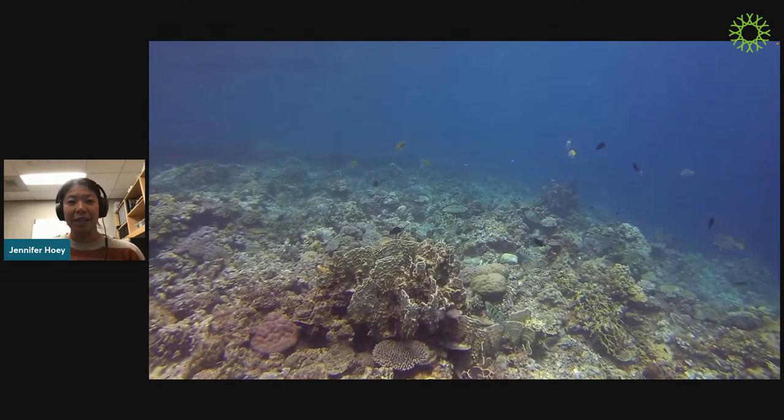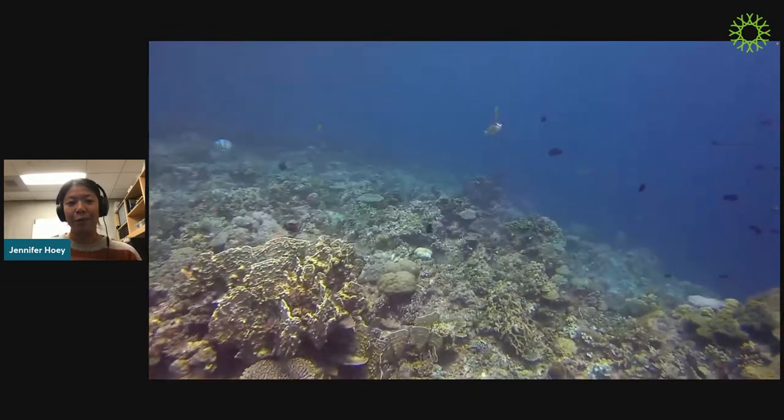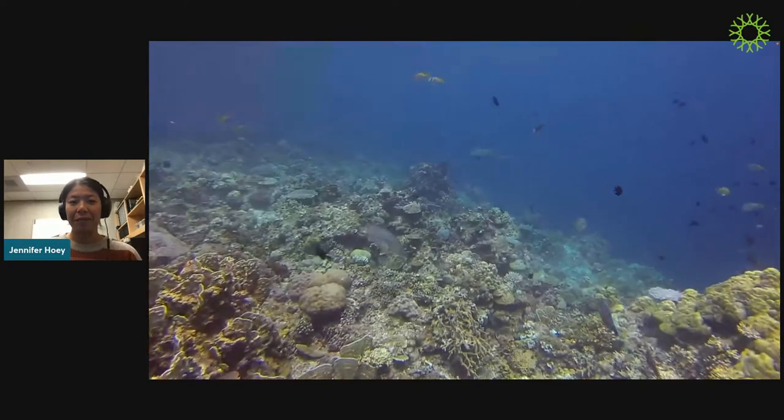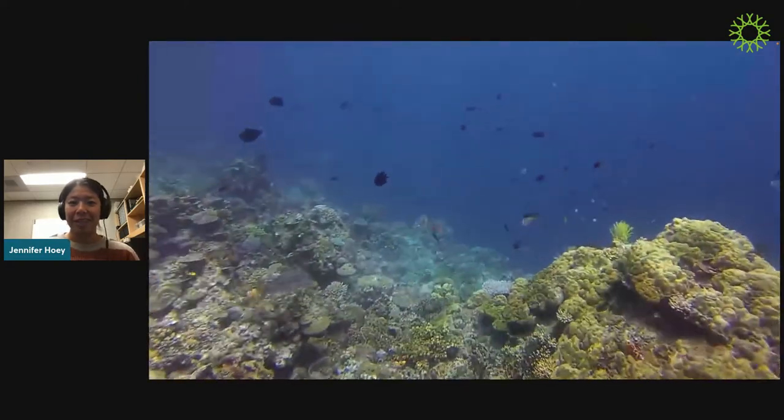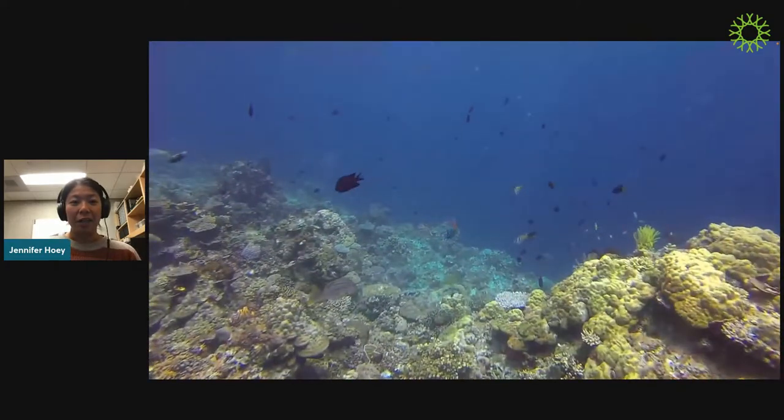So if you've ever been lucky enough to scuba dive or snorkel on a coral reef, you might have seen something like this. Lots of colors, lots of diversity, and lots of life. And coral reefs like this support billions of people, either through providing income, food, or protection. And they're really important for the world in general.